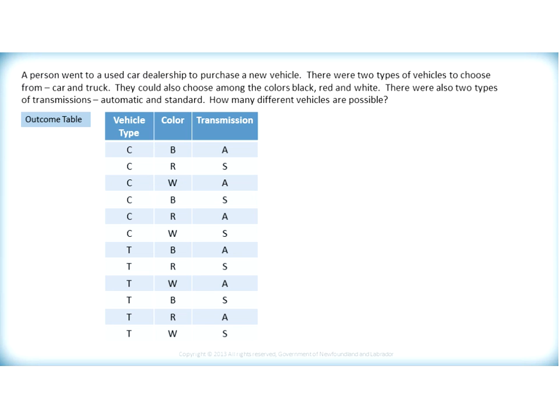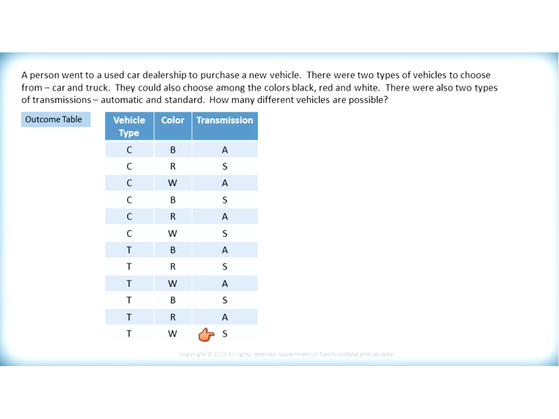As well, we can use an outcome table to represent the same information. The vehicle type will be recorded as C for car, T for truck. The colors, black, red, and white, are represented by B, R, and W in each case, as well as A and S to represent the automatic and standard transmissions. Again, when you count the number of choices that are possible, it results in 12 choices of the different types of vehicles possible.